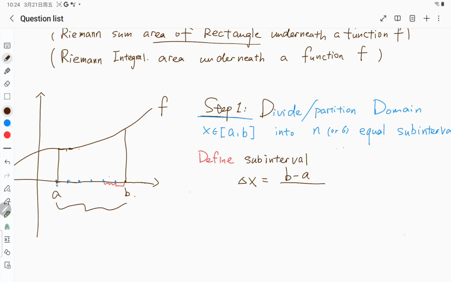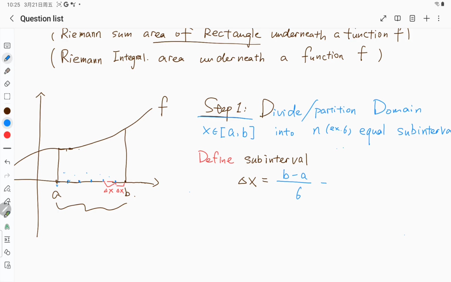I can only draw finitely many. So we take an example, for example, 6. So here it is just b minus a divided by 6, because in total there are 6 smaller pieces of delta x. I can also call this delta x. So the length of delta x here is b minus a divided by 6.